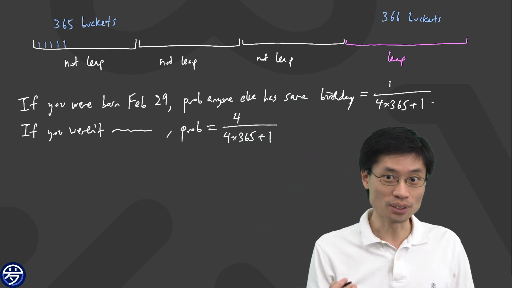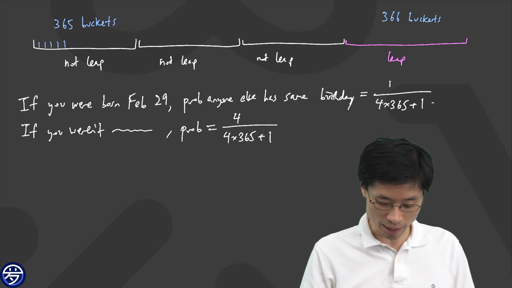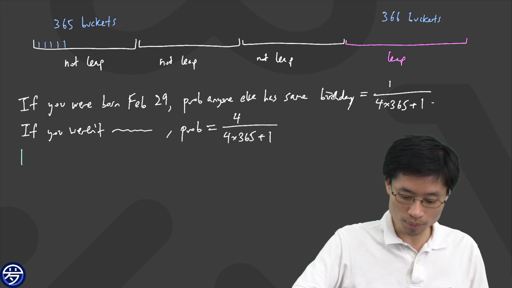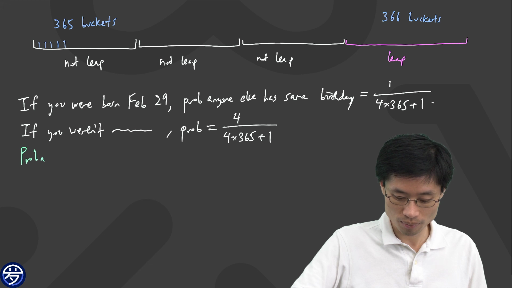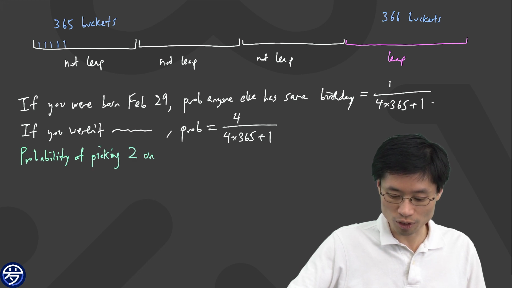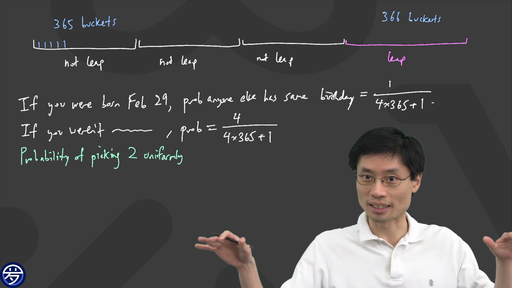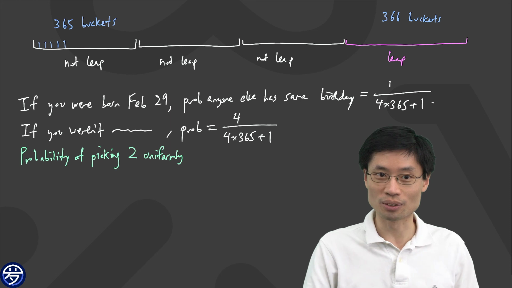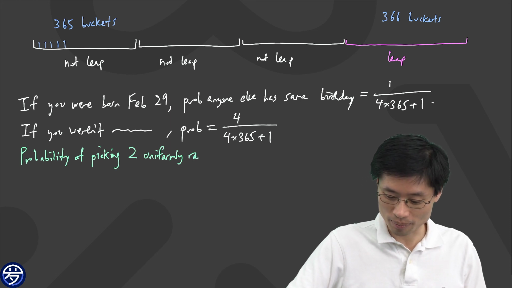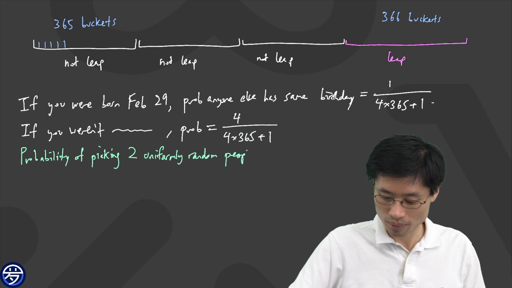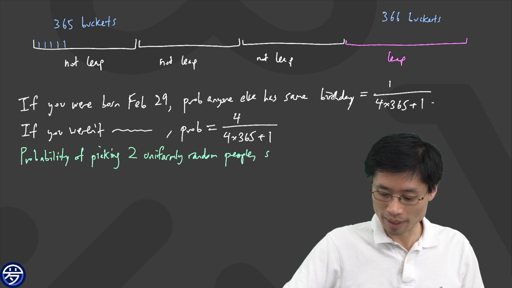So what I'll do if I wanted to solve this problem of asking a separate question, which is, what's the probability of picking two uniformly random people? Uniformly random means they have birthdays which are equally distributed over time. Uniformly random people, same birthday.